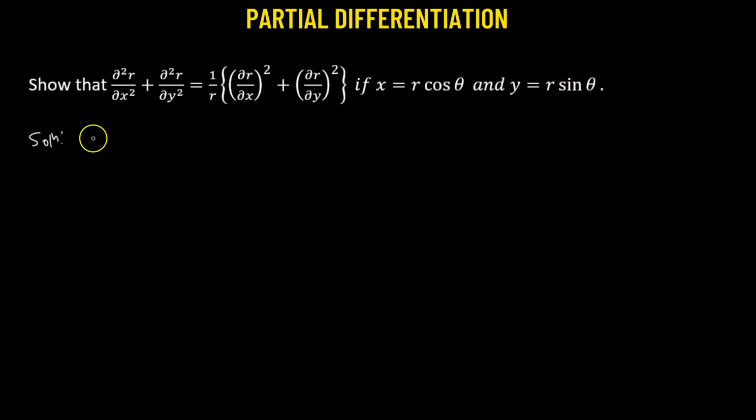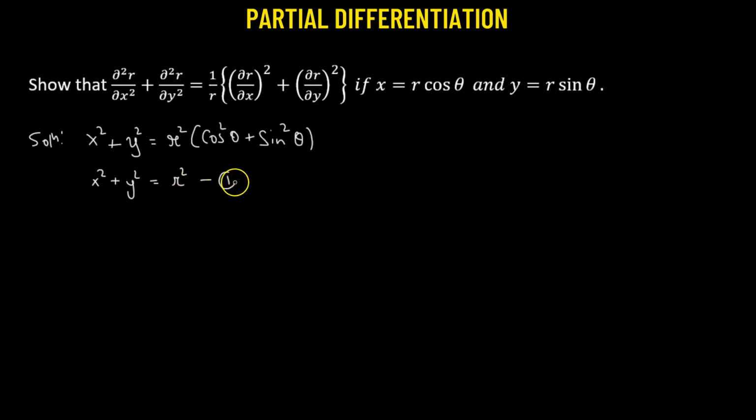Now, what we'll do is square x and add it to the square of y. That means we will have r squared multiplied by cosine squared theta plus sine squared theta. Now, cosine squared theta plus sine squared theta is an identity with a value of 1. So that means x squared plus y squared will be equal to r squared. So let's label this as equation number 1.